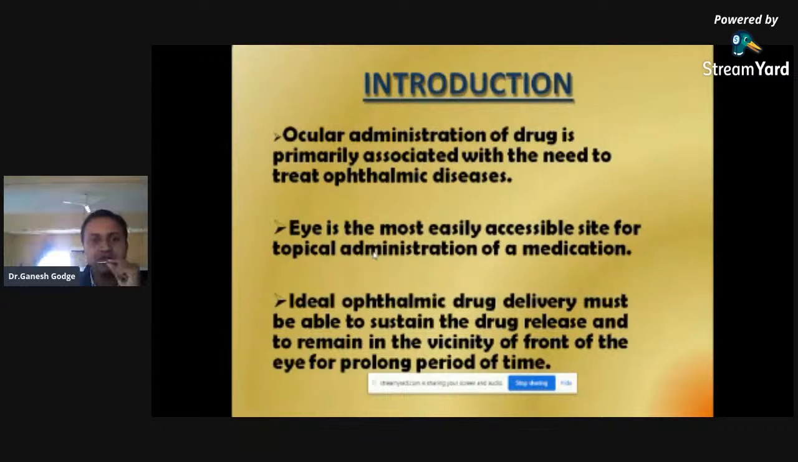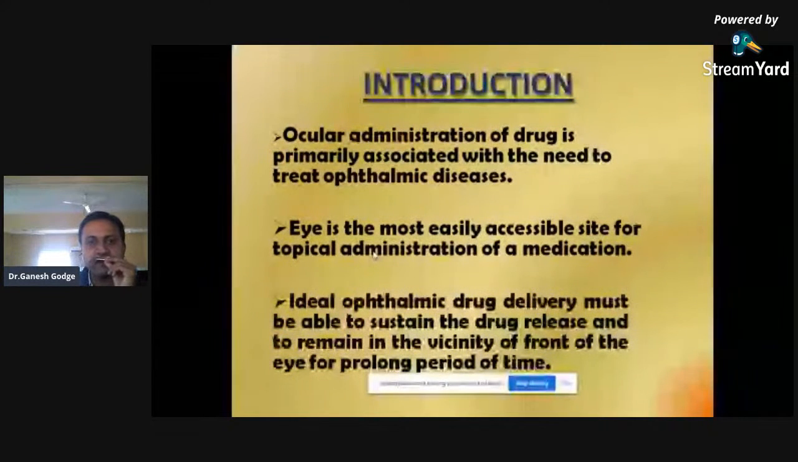And ophthalmic formulations are one type of site-specific drug delivery system. Wherever infection is present, at that location you are going to deliver your drug. So the extended period of time required for oral antibiotics to reach the required location, that delay you can overcome or bypass by development of an ophthalmic product. So ocular administration of drug is primarily associated with the need to treat ophthalmic disease.